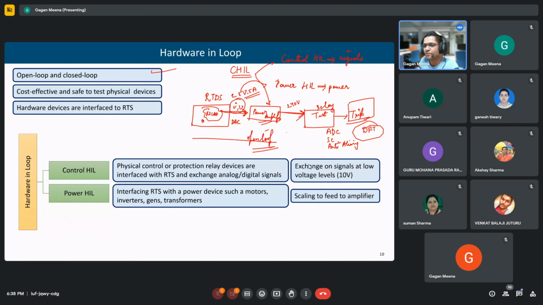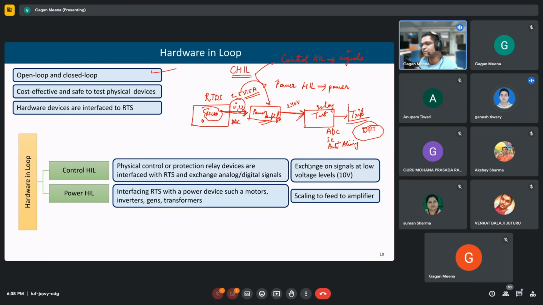When will it become closed loop? Can you tell? How can we make it closed loop? We have to take feedback, sir.